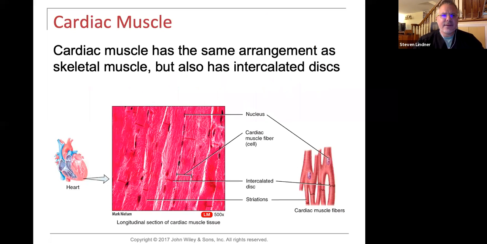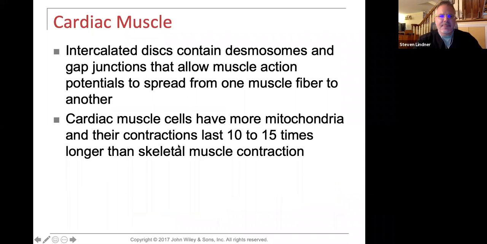Okay, let's see. We covered cardiac muscle is striated. Cardiac muscle has these structures here called intercalated discs. It's just where one cardiomyocyte and the other come together. It creates a cardiac intercalated disc. You could see it's also striated. Not going to get much into cardiac muscle. We will do that in anatomy two.